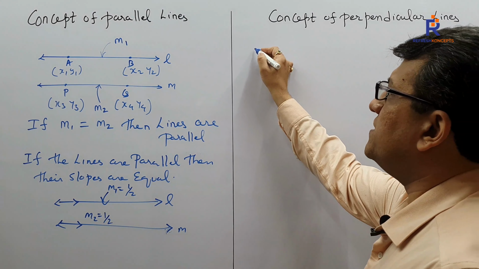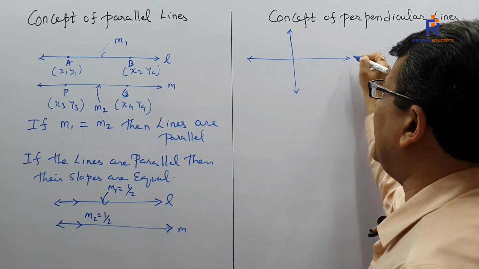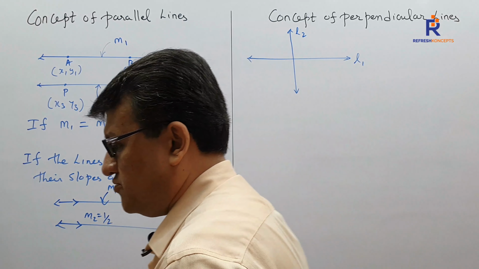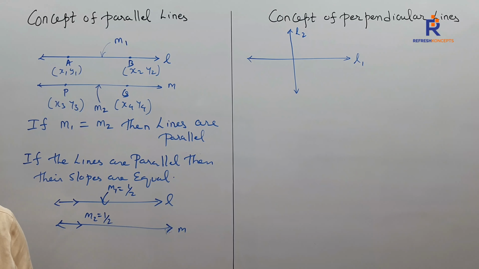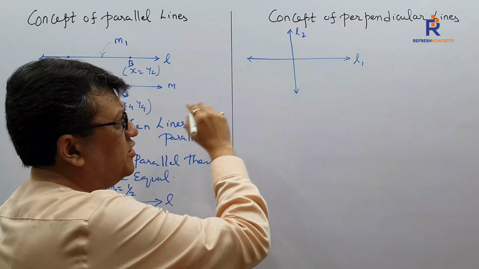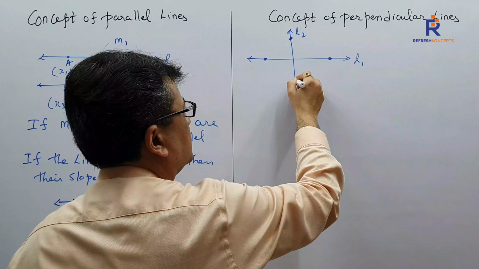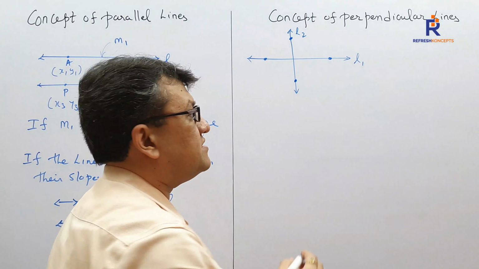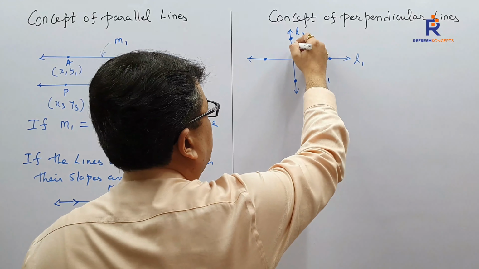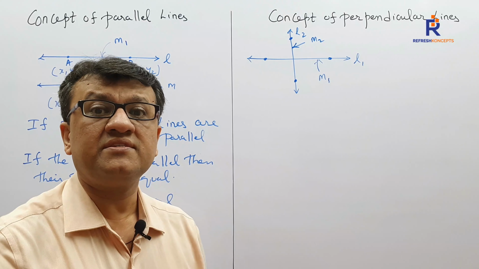Given to me that there are two lines which are intersecting in this way. Say this is line L1 and say this is line L2. And what I'm being asked is whether the lines are perpendicular or not. On the same lines as we have studied over here, here also the coordinates are being given to me. So what I'm going to find out? I'm going to find out the slope of L1, which is M1, and the slope of L2, which is M2.